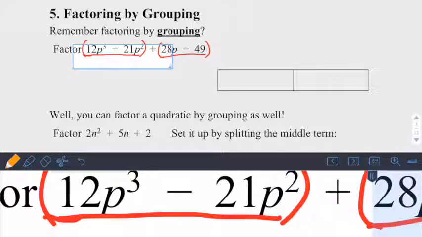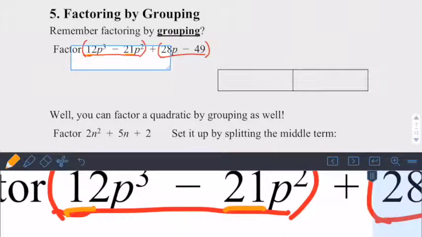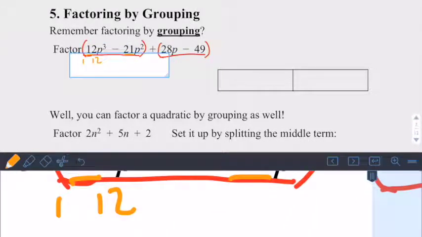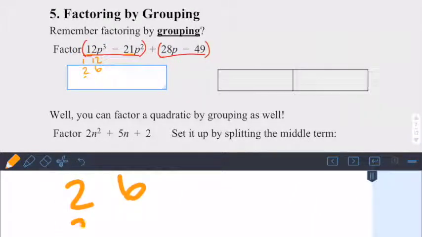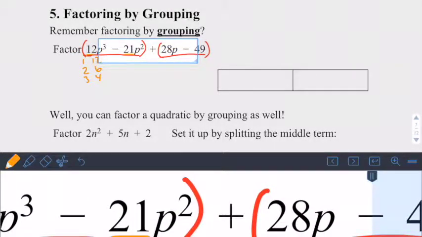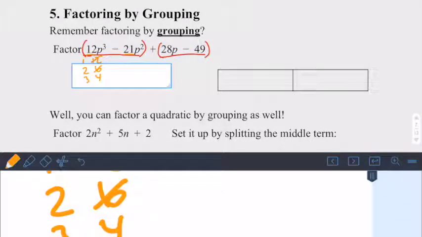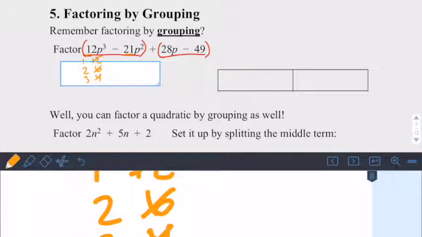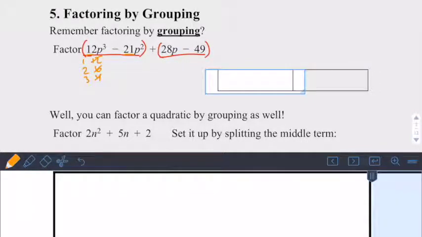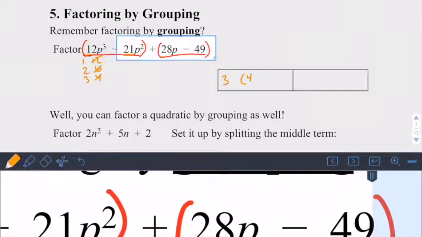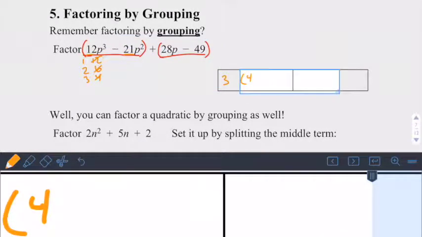this term. So what can I divide out of 12 and 21? Well, factors of 12 are 1 and 12, 2 and 6, 3 and 4, and we're back to 4, so there are all of them. So 21 does not divide by 12, 21 does not divide by 6 or 4, so 3. So I'm going to factor a 3 out of both. So 3, so 12 divided by 3 is 4, and 21 divided by 3 is 7.